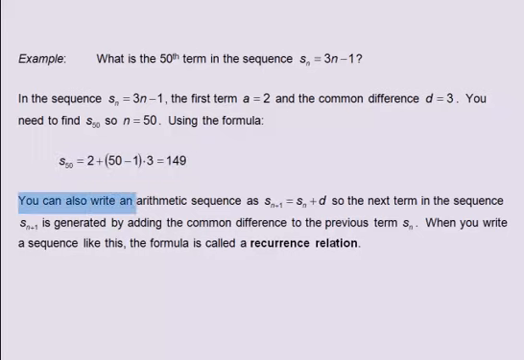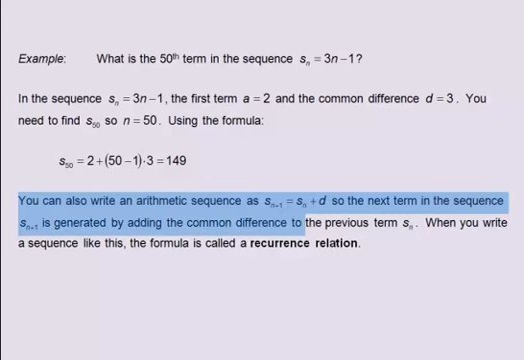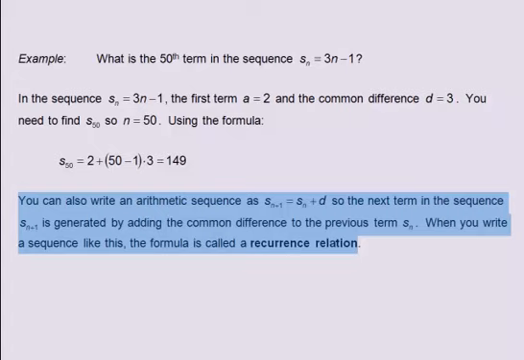You can also write an arithmetic sequence as Sn plus 1 equals Sn plus d. So the next term in the sequence, Sn plus 1, is generated by adding the common difference to the previous term, Sn. When you write a sequence like this, the formula is called a recurrence relation.